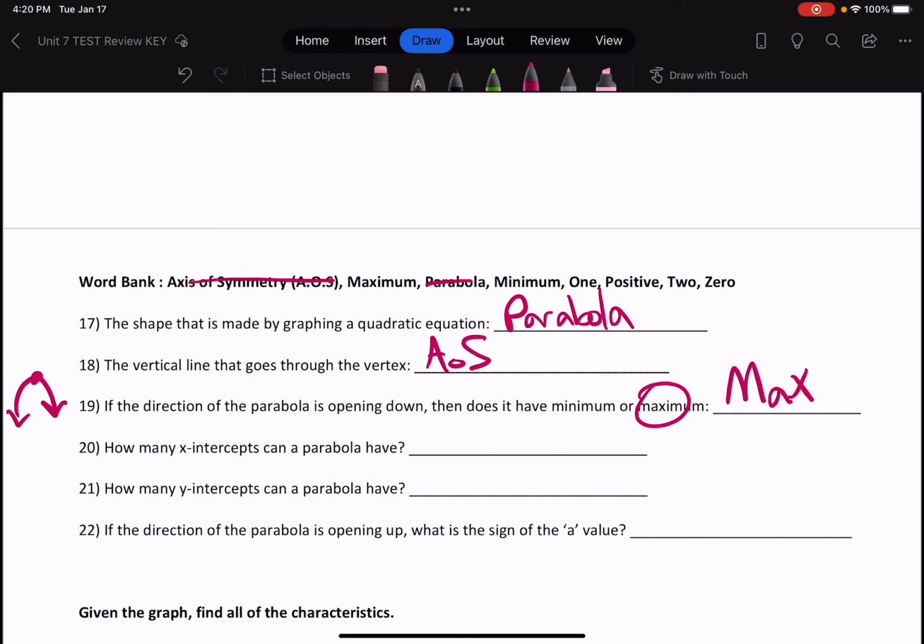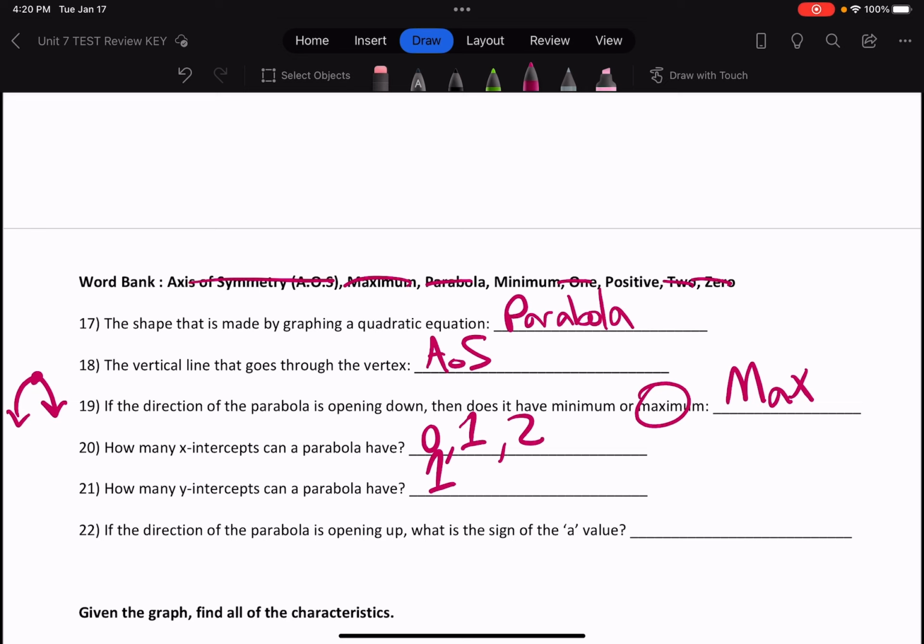How many x-intercepts can a parabola have? Well, the answer for this one is 0, 1, or 2. How many y-intercepts can we have? We can have only one y-intercept. Any more than one y-intercept, that's going to not be a function.